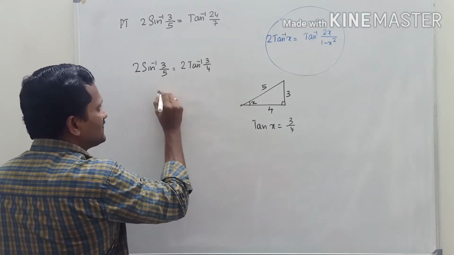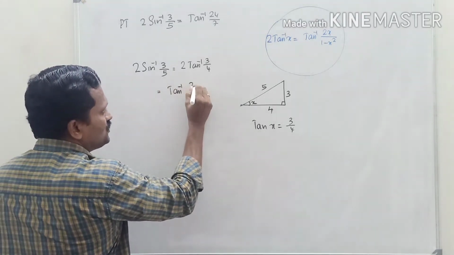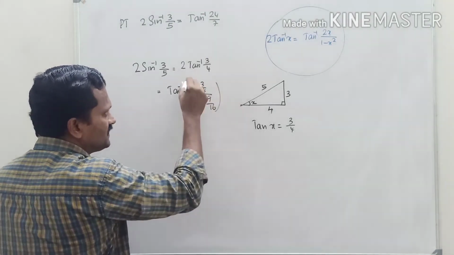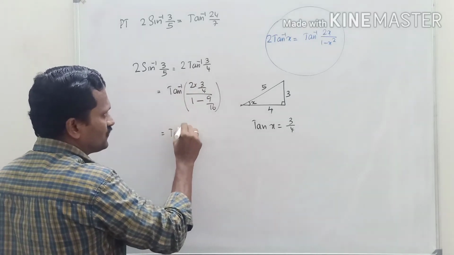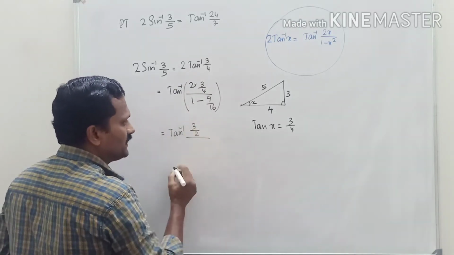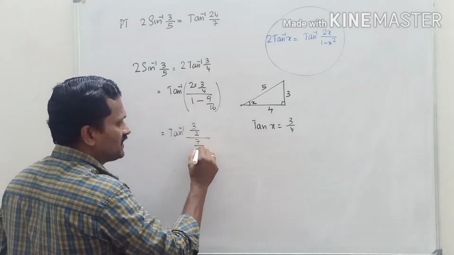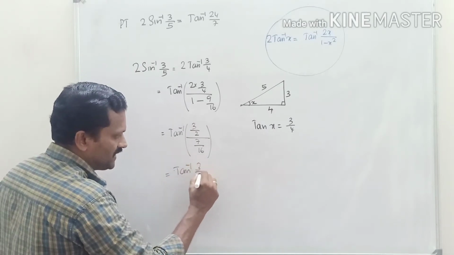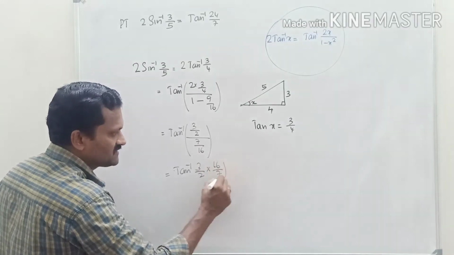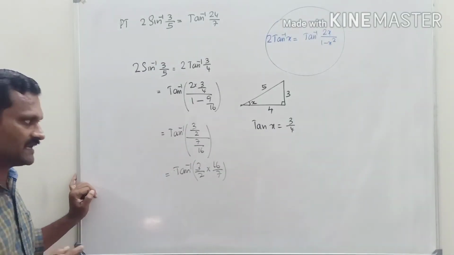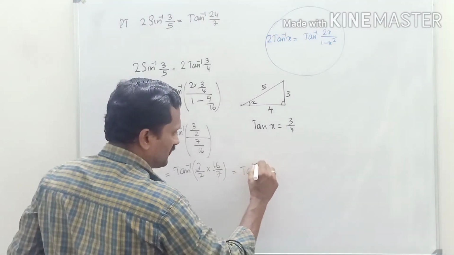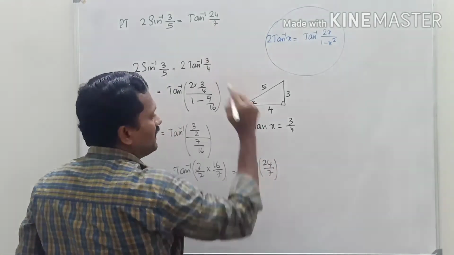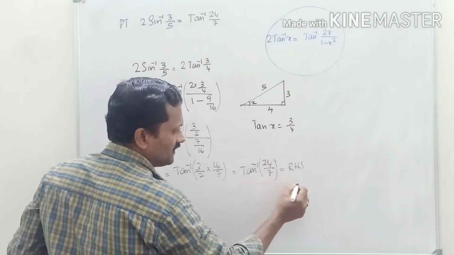That is equal to tan inverse 2 into 3 by 4 by 1 minus 9 by 16. That is tan inverse 3 by 2 by (16 minus 9) by 16, which is 7 by 16. That is tan inverse 3 by 2 into 16 by 7. Then 2 and 16 get cancelled 8 times. Then it becomes tan inverse 24 by 7. That is RHS. Hence the result.